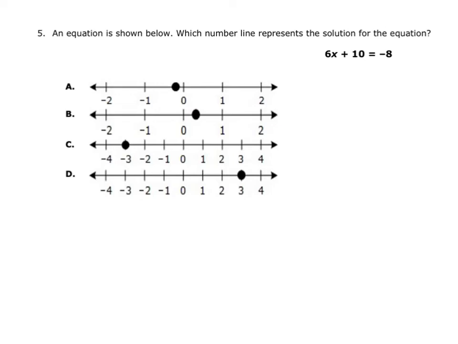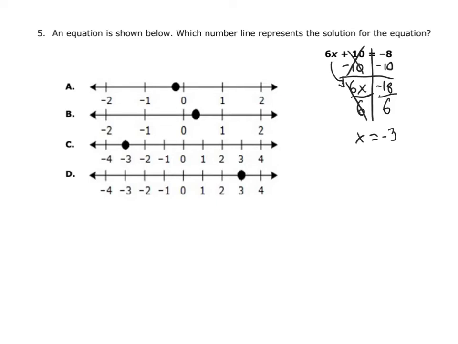Number 5 says an equation is shown below. Which number line represents the solution for the equation? So first off, we have to solve. So we draw our line. We have to get the variable by itself, so we have to subtract 10 on this side. So we'll subtract 10 over here. These 10s cancel out. Negative 8 and negative 10 together is negative 18. We're going to bring down this 6x. Now we have to divide by 6. What we do to one side, we do to the other. So we get x equals negative 18 divided by 6, which is negative 3.